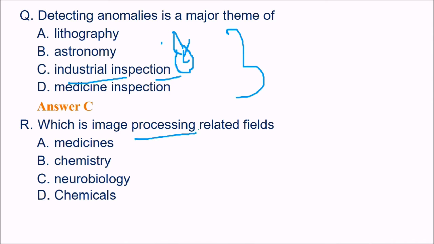What are image processing related fields? Medicine, chemistry, neurobiology, chemicals. What is the answer? The answer is neurobiology. Well, let me tell you that image processing can be used everywhere, wherever it is required. But neurobiology is the image processing related field quite closely.